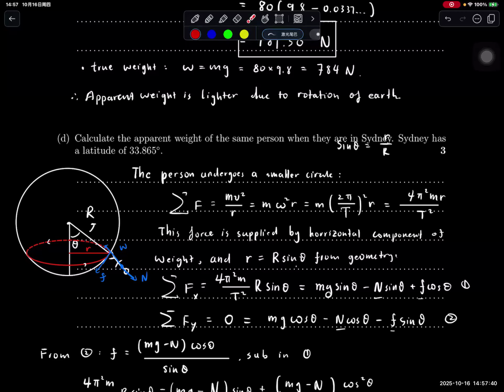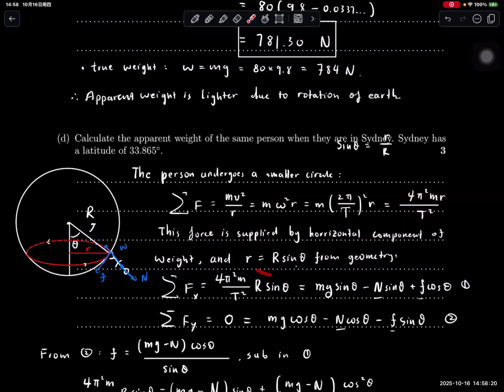It's quite hard. So the person undergoes a smaller circle, okay? So the circle right here has a smaller radius, and this radius can be evaluated from the radius of the Earth, right? From this triangle, this trigonometry. So we know that F equals mv squared over r, which equals m times omega squared times r. It will be easier to work with angular speed here. Angular speed is 2 pi over T, and eventually we get that equation for the centripetal force. So this force is supplied by the horizontal component of the weight. Okay, so it will be the weight force this way, right? But it will be this component, right?